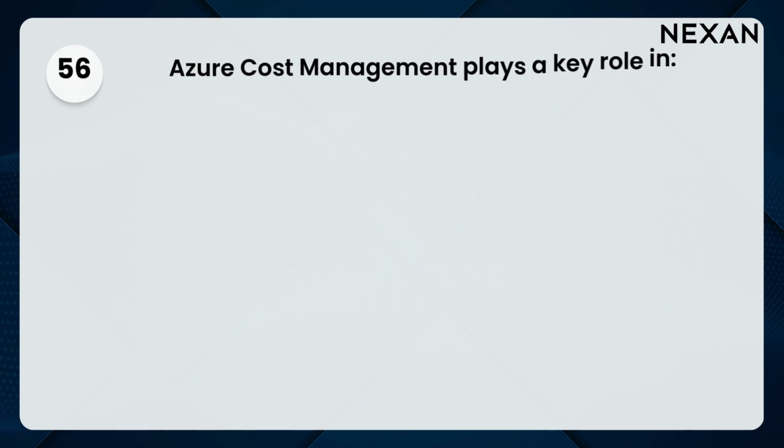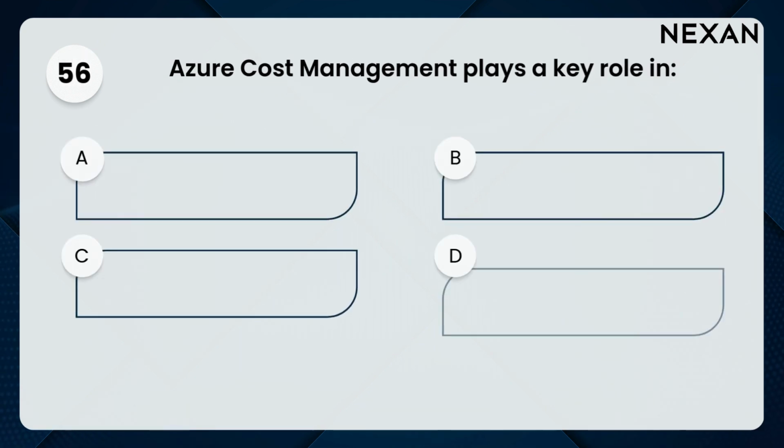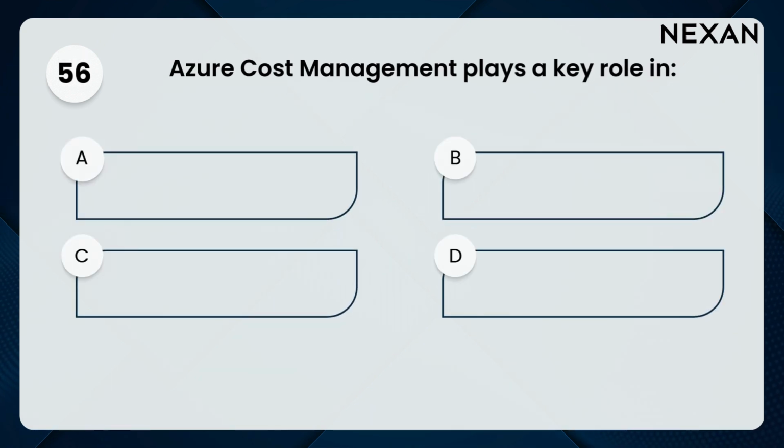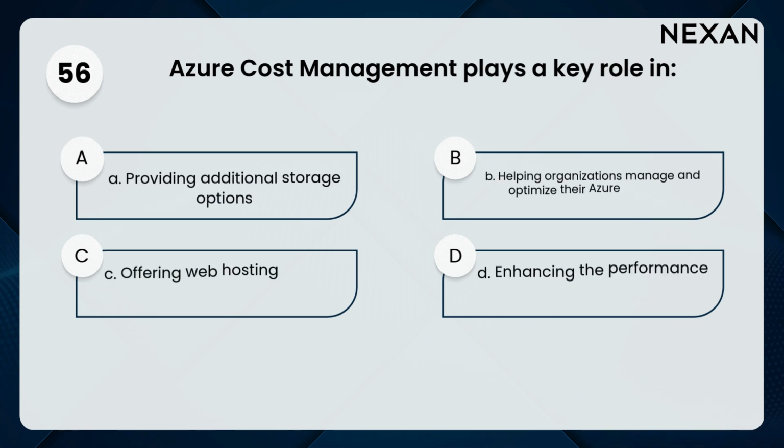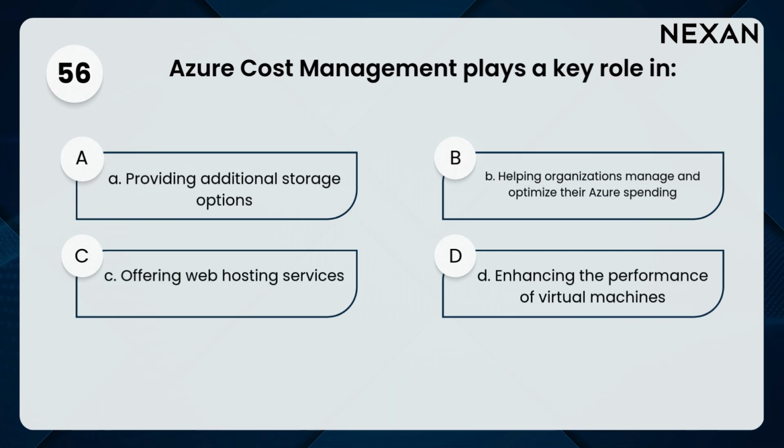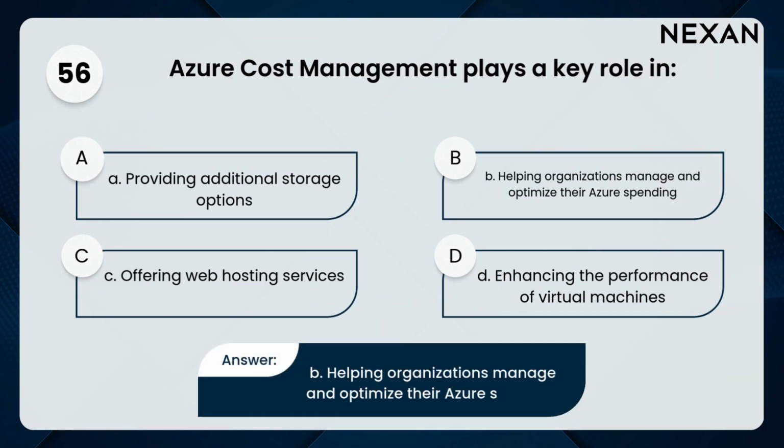56. Azure cost management plays a key role in A. Providing additional storage options. B. Helping organizations manage and optimize their Azure spending. C. Offering web hosting services. D. Enhancing the performance of virtual machines. Answer: B. Helping organizations manage and optimize their Azure spending.